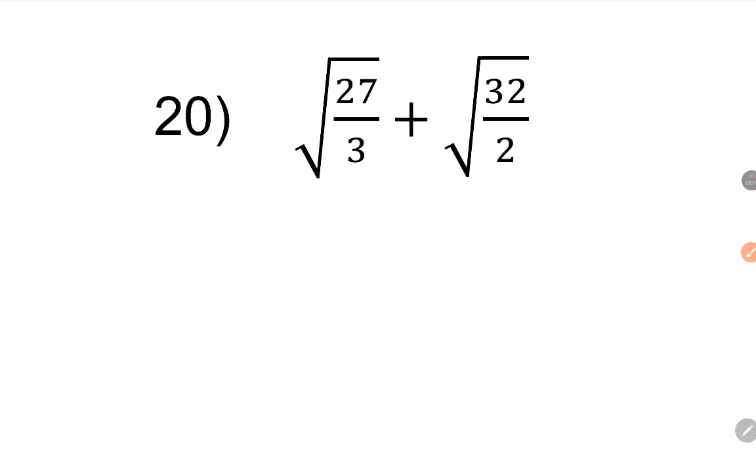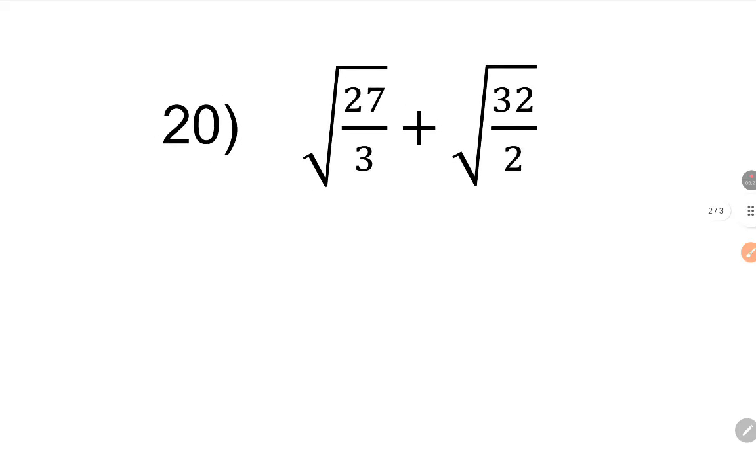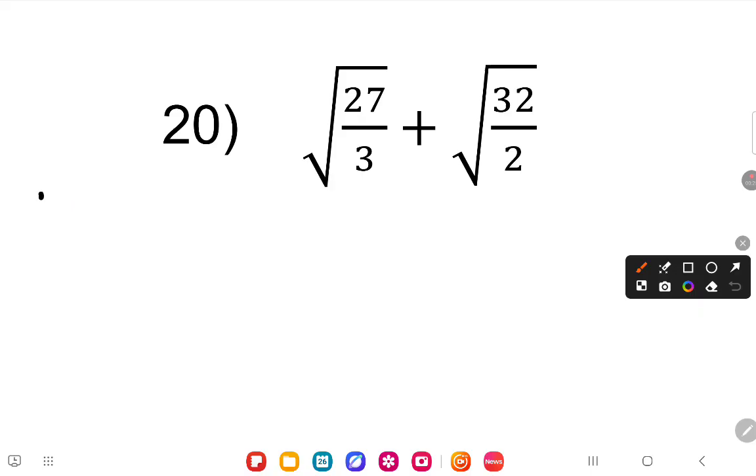Let's take a look. It says the square root of 27 over 3 plus the square root of 32 over 2. Now, according to the order of operations, I am supposed to start my simplifying with the insides of groupings. You might say, there's no groupings here, Kate. I don't see any parentheses.